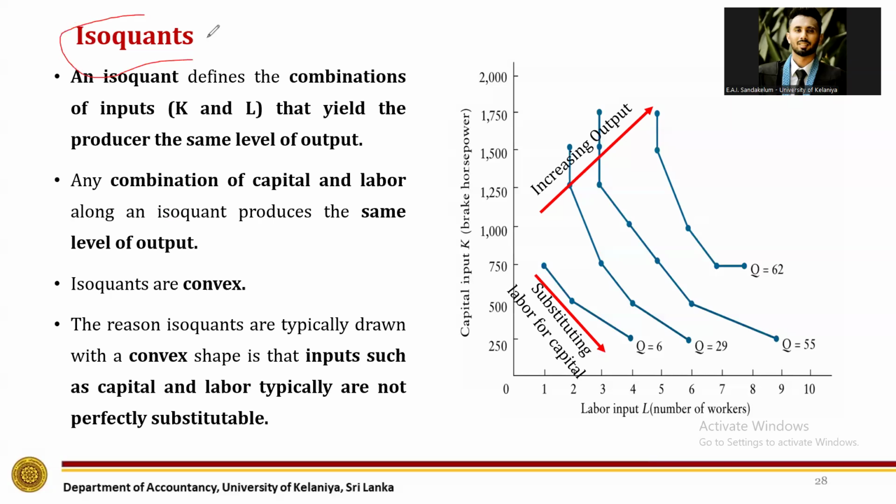Isoquant simply means a combination of your inputs. We have different kinds of combinations. The combination of inputs, meaning the combination of your capital and labor, that produce the same level of output we call the isoquant. These are the inputs we are going to find, the combination of inputs that produce the same level of output.